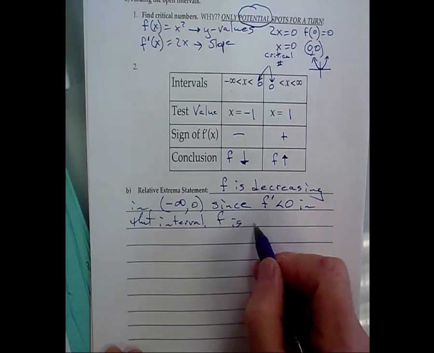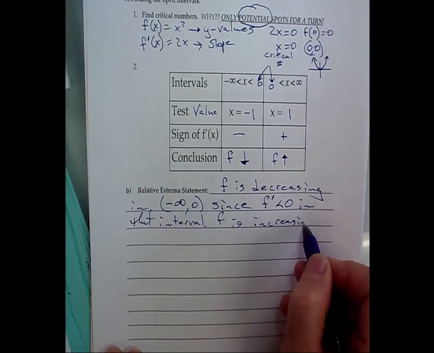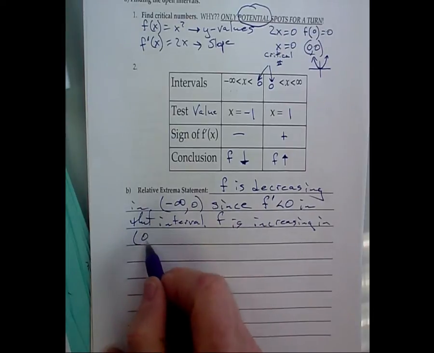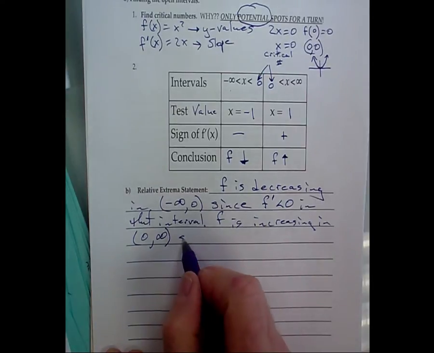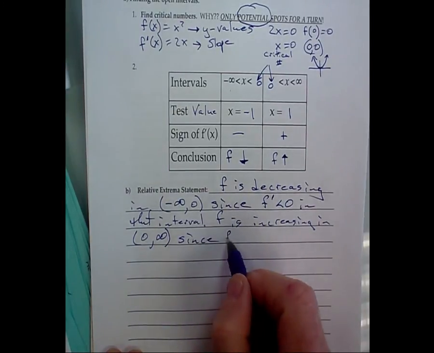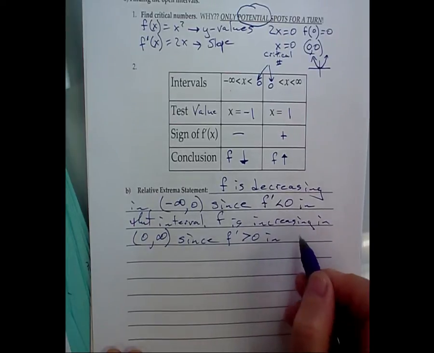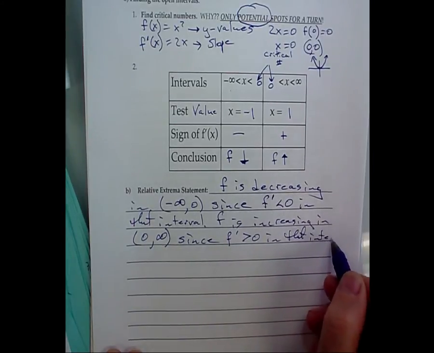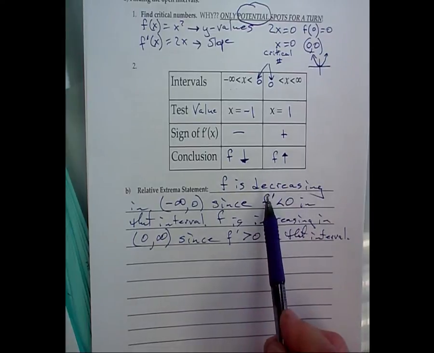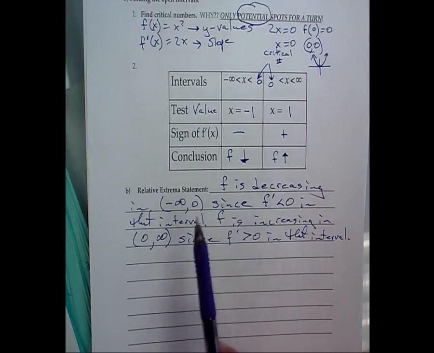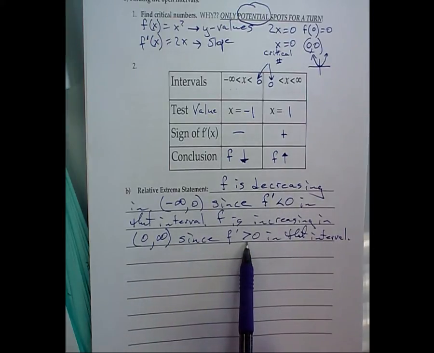F is increasing in the interval from 0 to infinity, since the derivative is greater than 0 in that interval. Those are how you write your justifications. Even though I use this symbol, you have to write out complete words in your justification. You are allowed this for negative and this for positive.